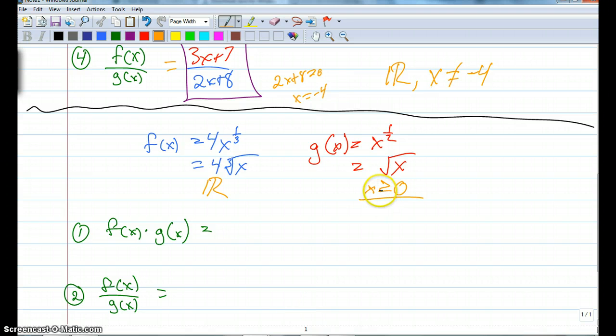Okay, now that's going to be important for what we're doing here. Let's talk about f of x times g of x. F of x is, now here's the thing. I wrote it both ways, and sometimes you got to decide. Sometimes it's easier to use a fractional exponent. Sometimes it's easier to use the radical form. Now in this case, since I'm multiplying, think of this.